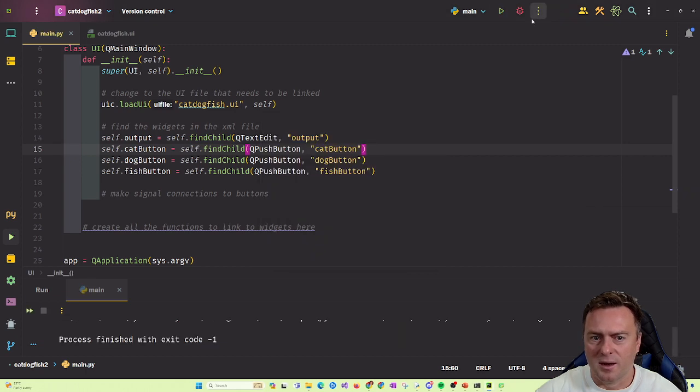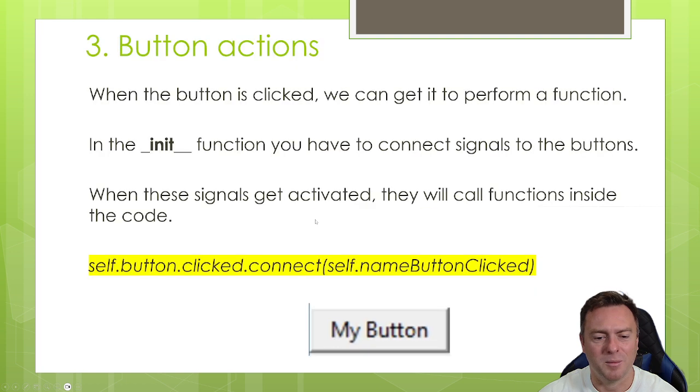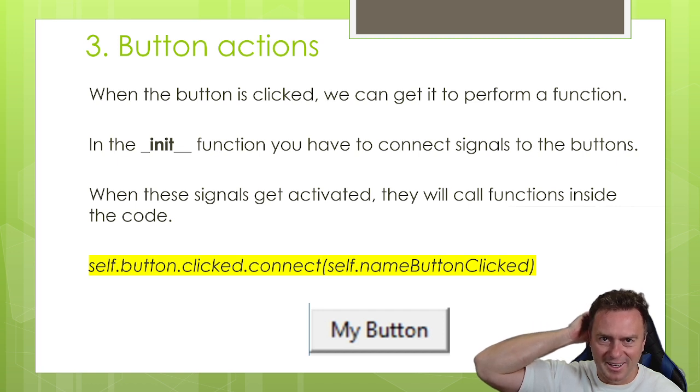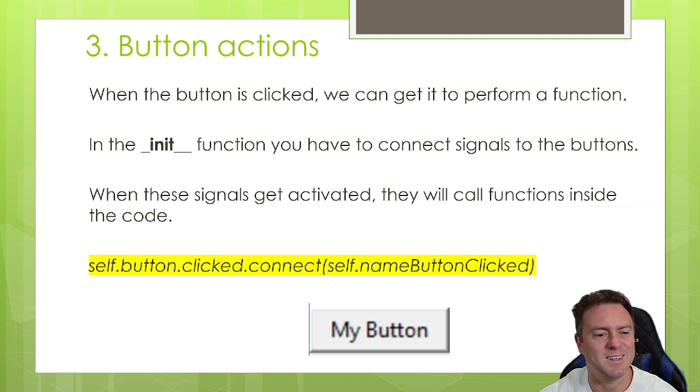So let's stop that. So if you don't link with the correct names, eventually what will happen is it will freak out and go, well, that was meant to be a camel case. So that's the error that will pop up down the bottom if you don't get it working. The next step now is we want to do button actions. So when a button is clicked, we can then get it to perform a function, which is what the init has done. When you make these signals get connected, they're called within inside the function.